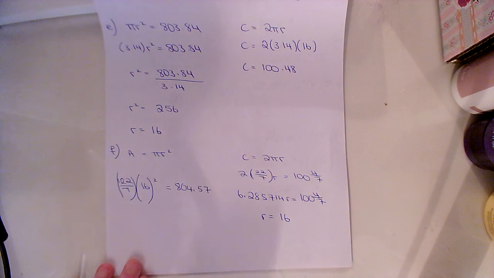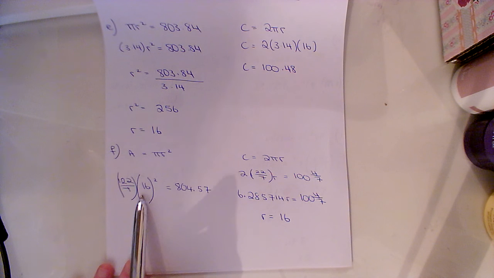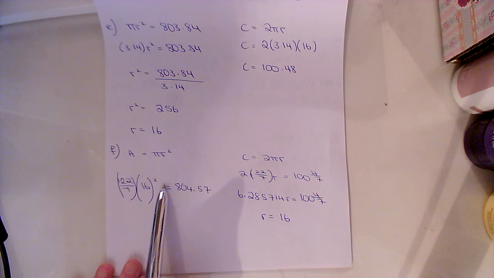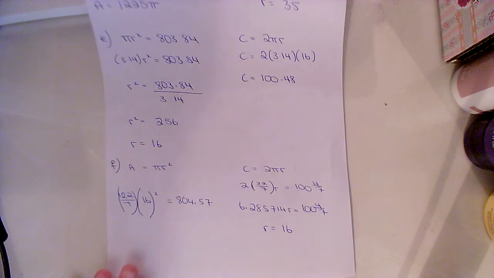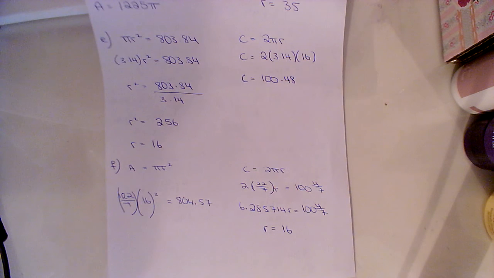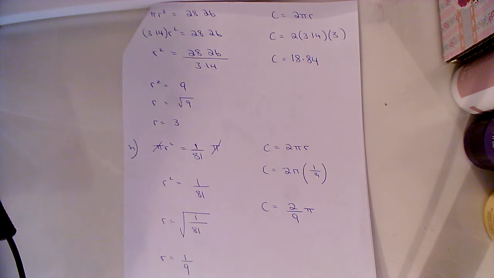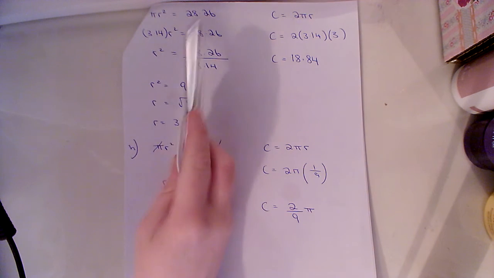Pi is 3.14, r squared is equal to 8. I get r squared is equal to 28.26 divided by 3.14, and I put that into my calculator, I get 9. So I have r squared is equal to 9. That means r then is equal to 3. I use that information to find my circumference, so I do 2 pi r, and I put in 18.84.